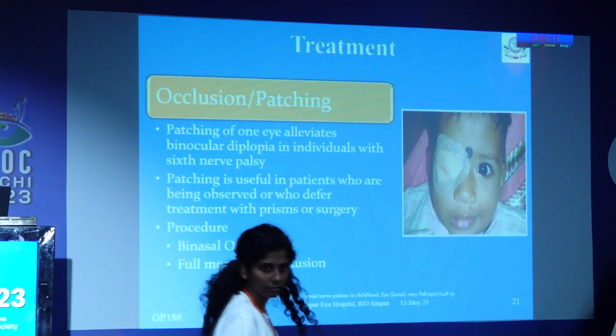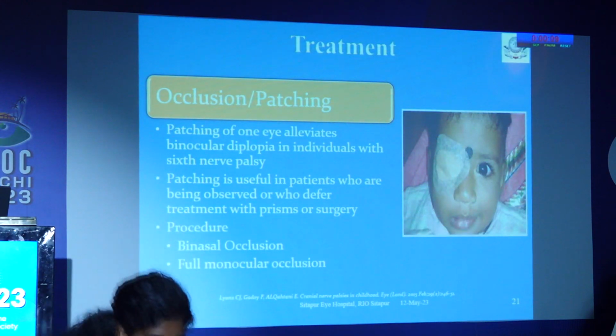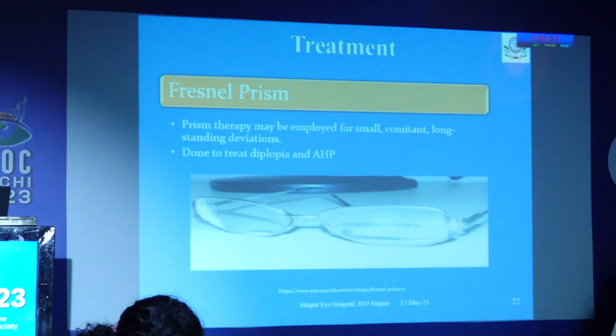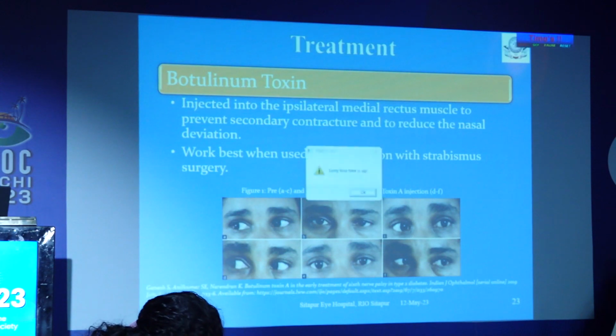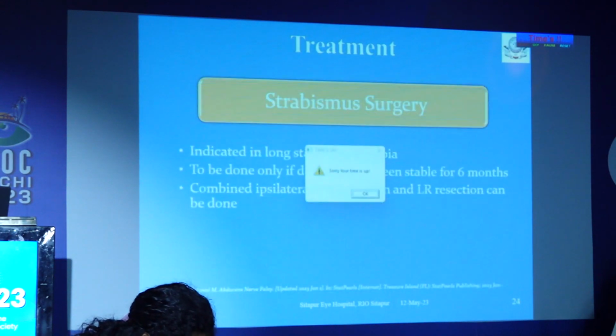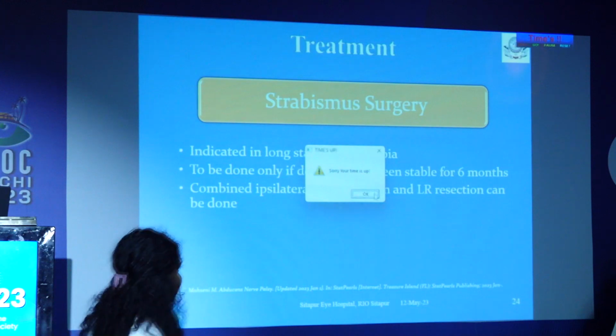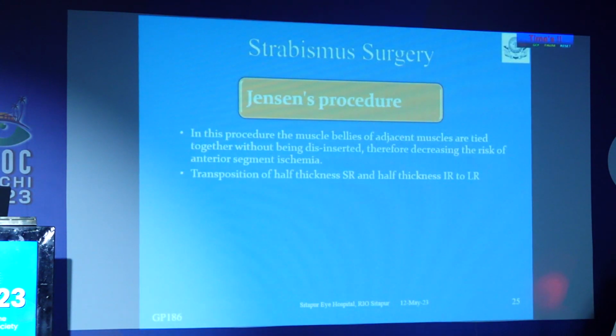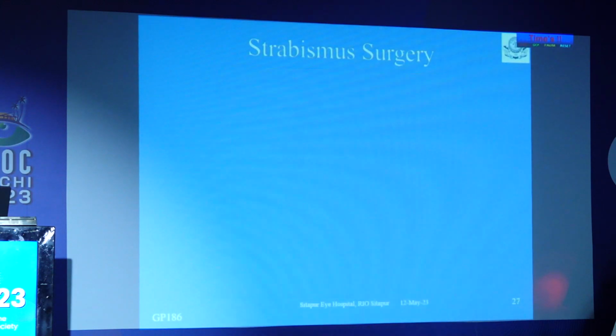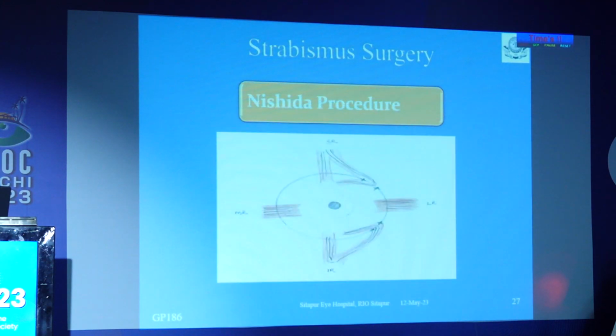We can also do patching, which can be binasal occlusion or full monocular occlusion. We can also give the patient prisms, which are base out prisms, and in some cases, botulinum toxin can be effectively used. We can also do surgery in the long-standing cases, in which we do the Jensen's procedure, Hummelsheim procedure, and Nishida procedure. Thank you.